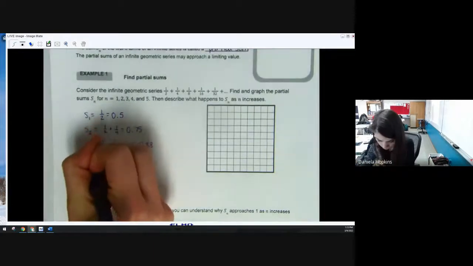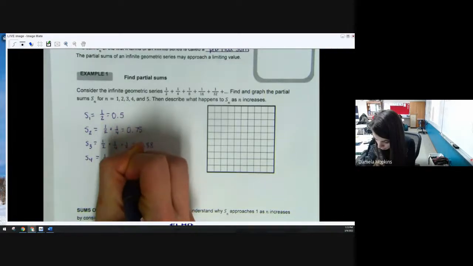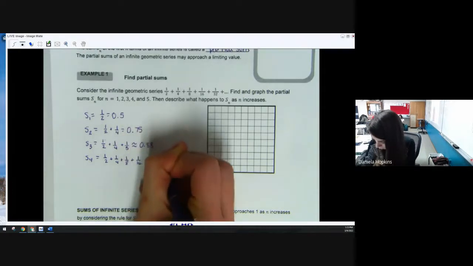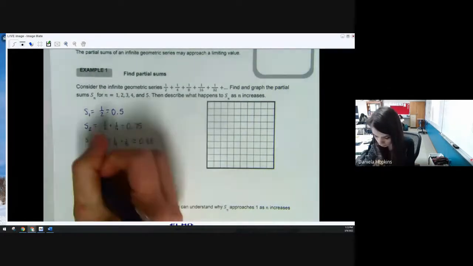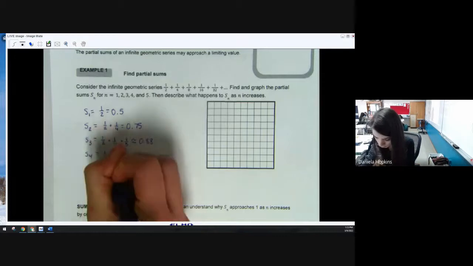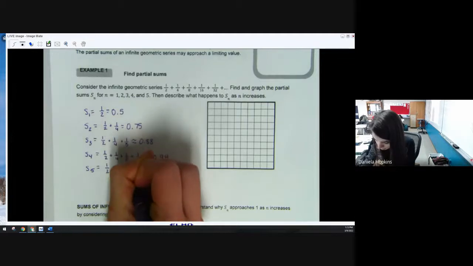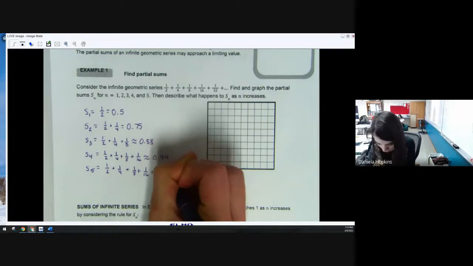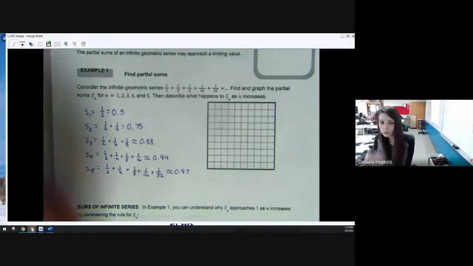Our fourth is going to be 1/2 plus 1/4 plus 1/8 plus 1/16, which again is approximately 0.94. Ooh, I already heard the question. We're wondering something. That's a good question. Let's see. So 1/2 plus 1/4 plus 1/8 plus 1/16 plus 1/32, we get about 0.97. So I already heard the question, does it ever equal 1? That's such a great question. Let's look on the graph and see why this is happening.